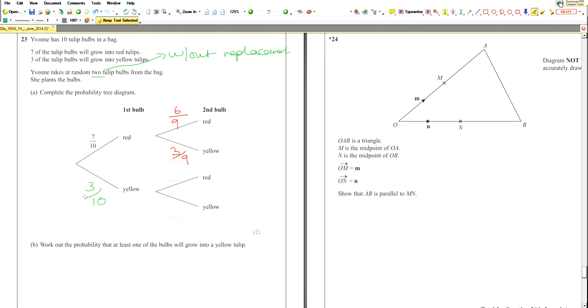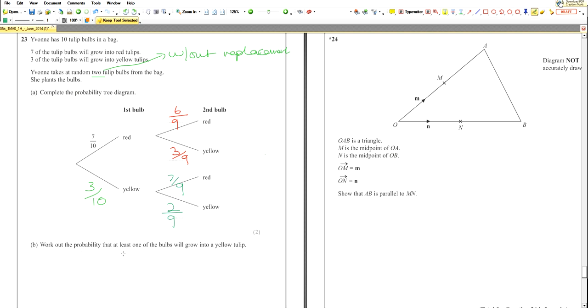So for this one, if you pick a yellow bulb first time, you will have 9 bulbs left over, out of which 2 of them will now be yellow, and the remaining will be 7 red ones. So the probability on the second part of the tree diagram will change because you have removed 1. It depends on the previous one. So it's dependent. Now, it says to complete the probability tree diagram, which we have completed.